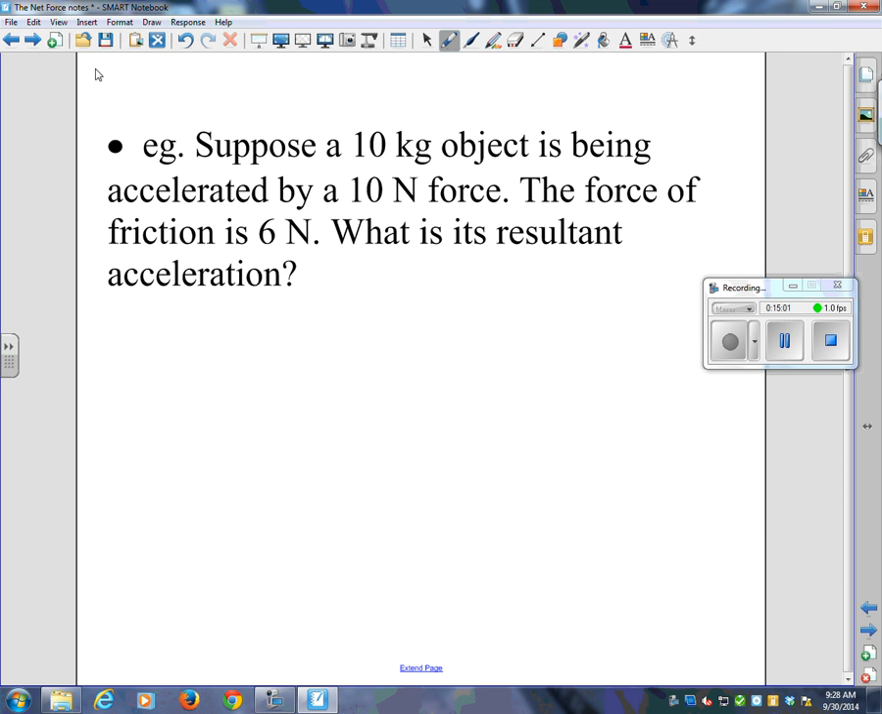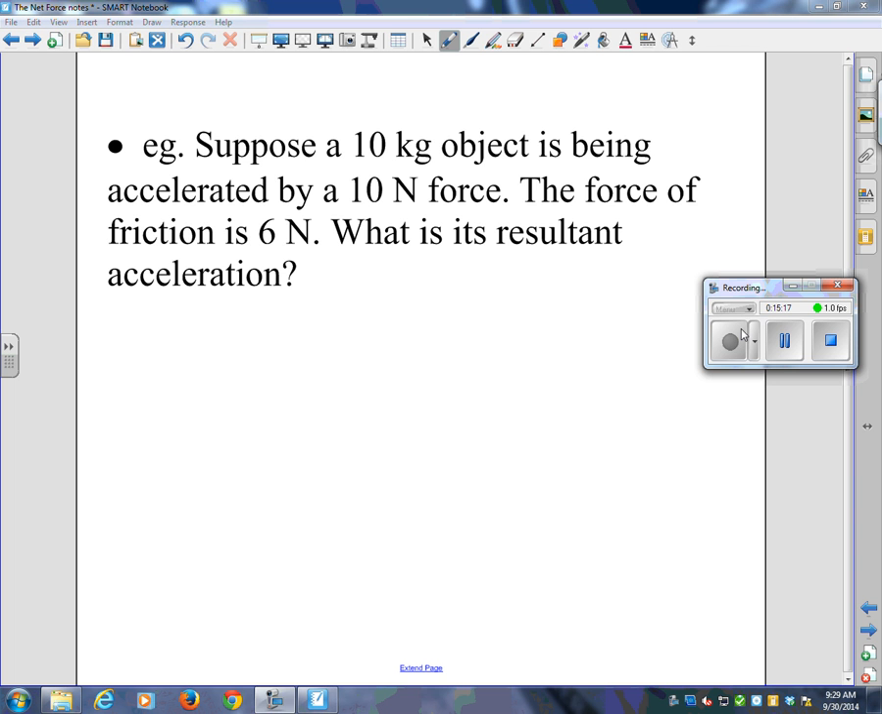Again, just a refresher. Suppose a 10 kilogram object is being accelerated by a 10 Newton force. The force of friction is 6 Newtons. What is the resultant acceleration? If you want to abbreviate some things here, that would be just great. Okay, I'm not expecting you to be too astounded by anything here.